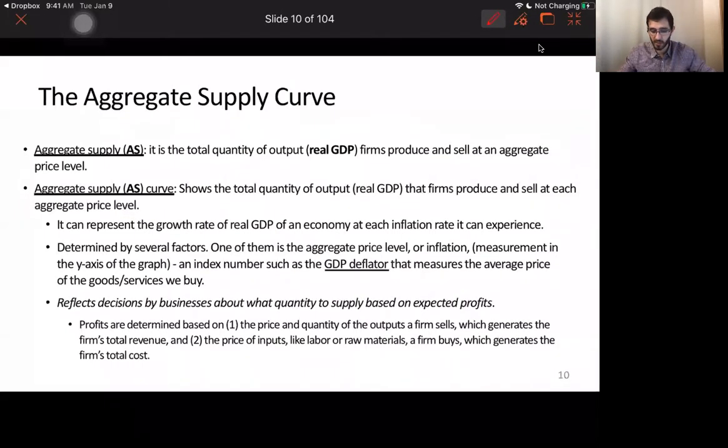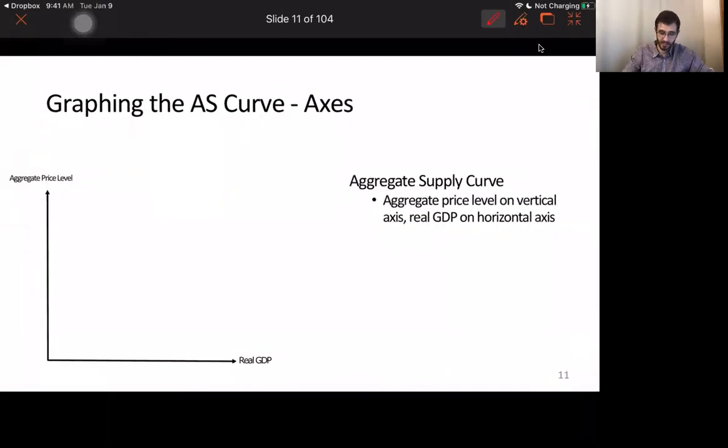Okay, so as you can imagine, we're going to have a graph similar to what we saw before, which has quantity on the x-axis and the price level on the y-axis. Just like we saw before, for example in the market for bread, the y-axis was the price of bread and the x-axis the quantity of bread. So now, if the quantity is real GDP, we're going to look at the price of real GDP to determine the y-axis. And this is going to be called the GDP deflator.